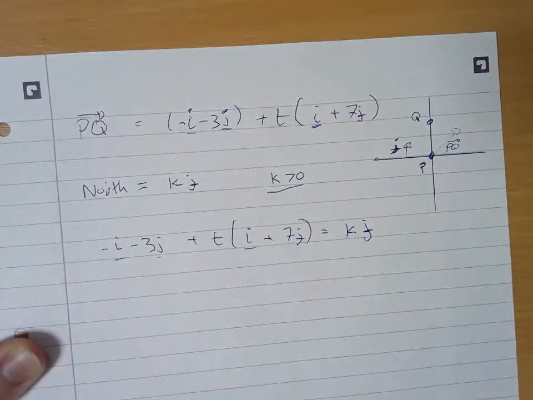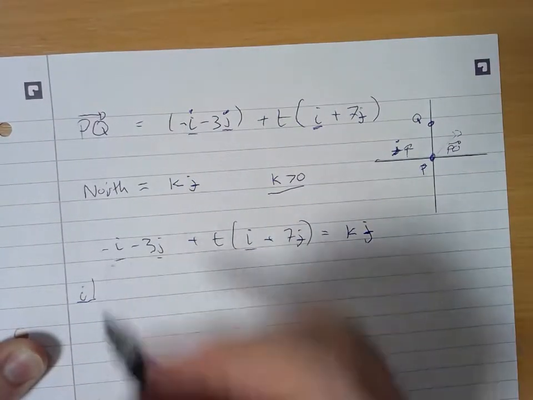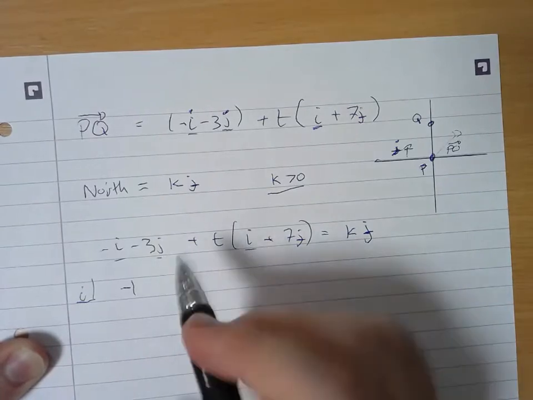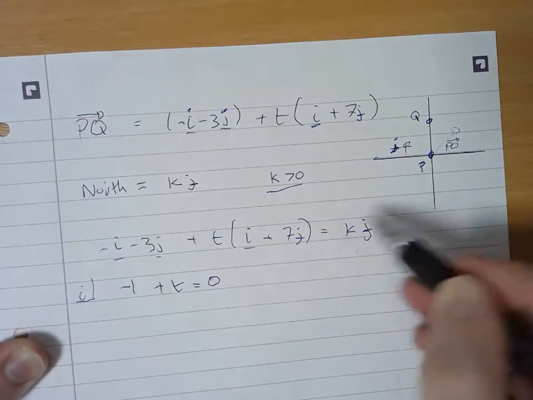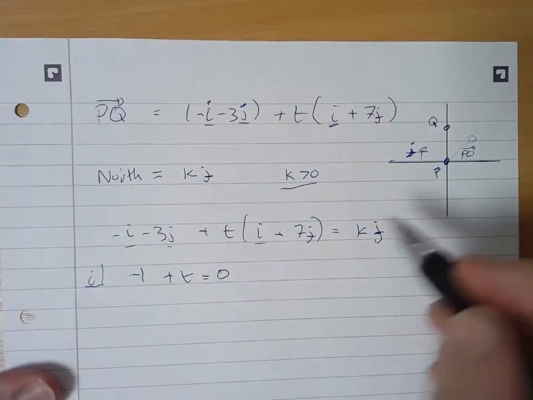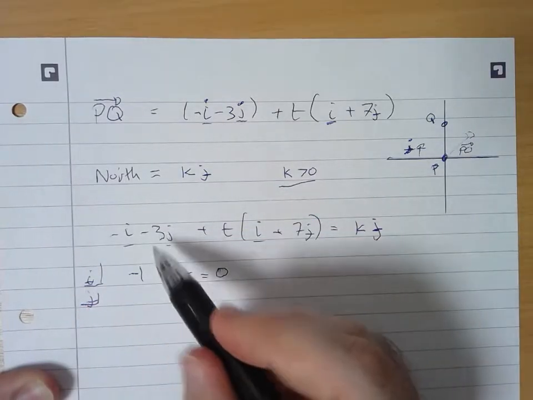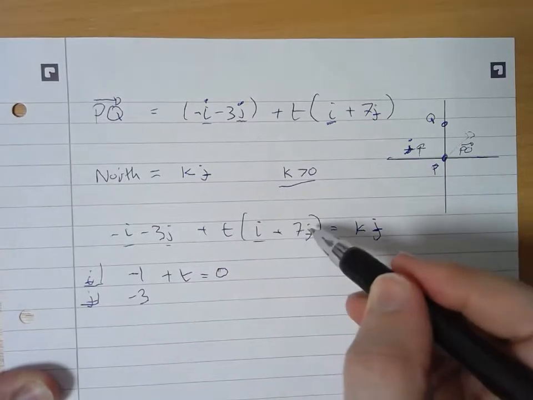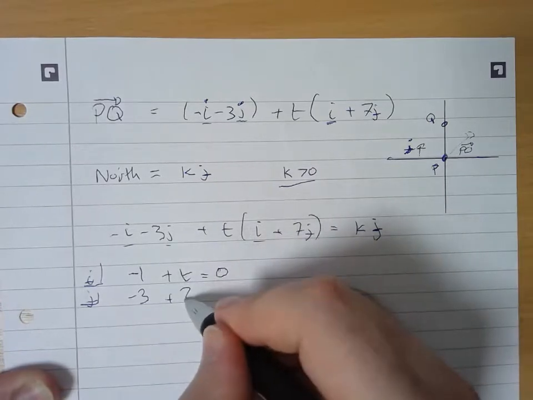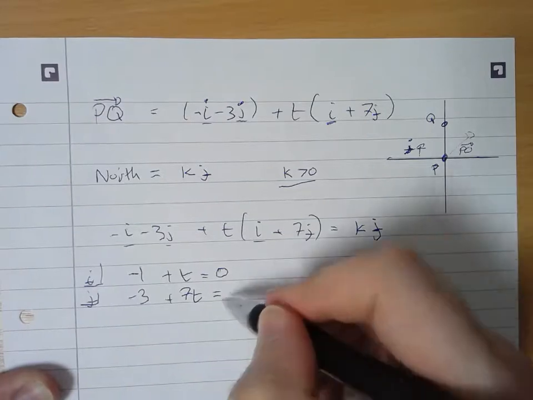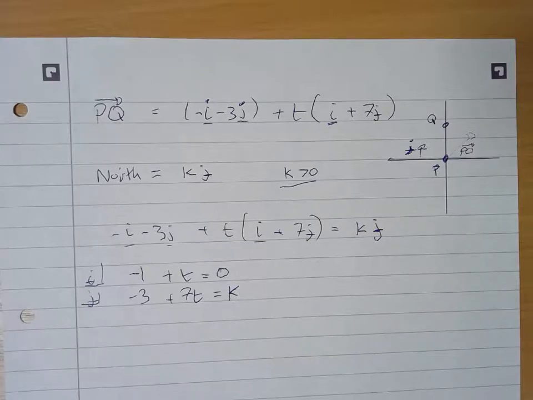In order to work out the value of t, we first look at the i component. I've got minus 1 here, and t here, so plus t, and I've got 0 on this side, since there are no i's on this side. Now the j component: I've got minus 3 here, and here I've got 7t, from 7 times j times t, so it's 7t. And this is going to equal k. So from these we should be able to work out the value of t and the value of k.